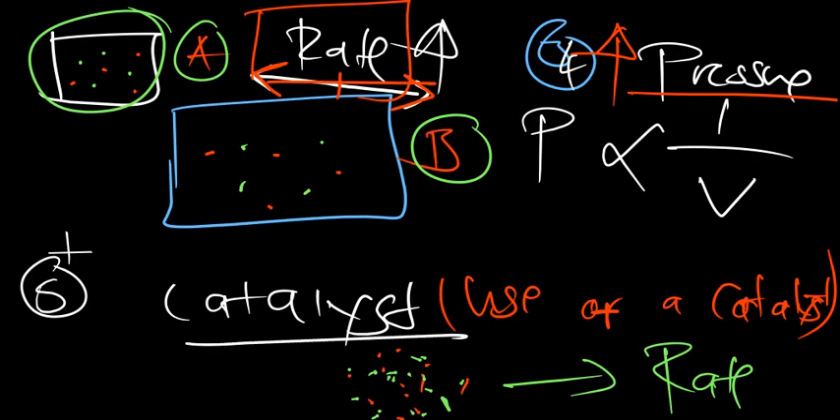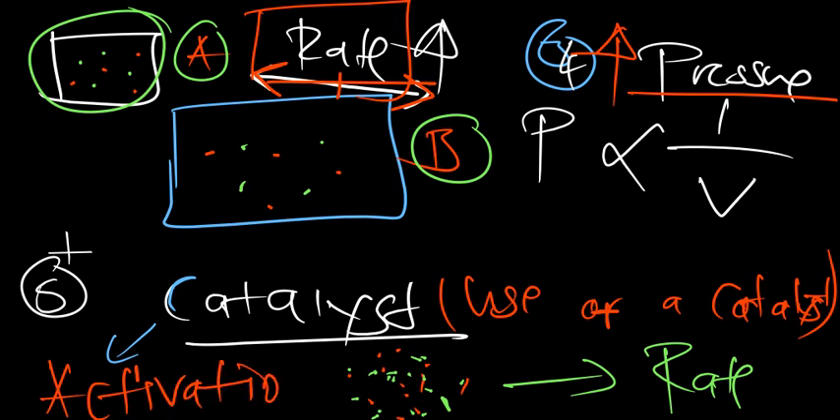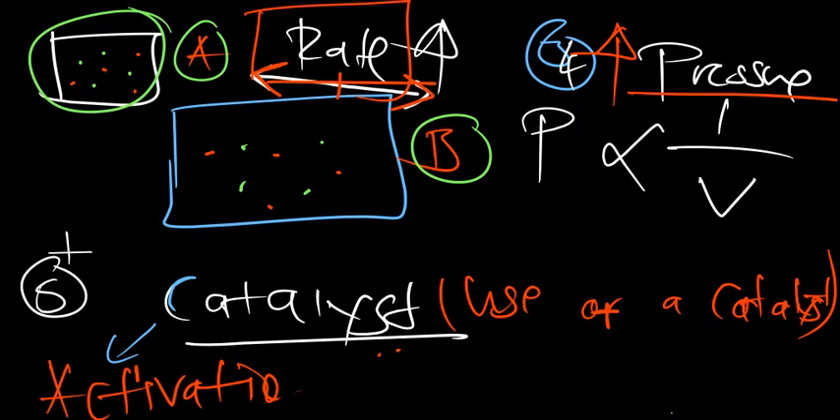And then use of a catalyst. What happens when you use a catalyst? Is the reaction faster or slower? It's faster. So catalyst has got to do with what we call activation energy. Activation energy is the minimum energy required for a reaction to proceed. Remember from collision theory we said particles must collide with sufficient energy. That sufficient energy is what we're calling the activation energy, right?